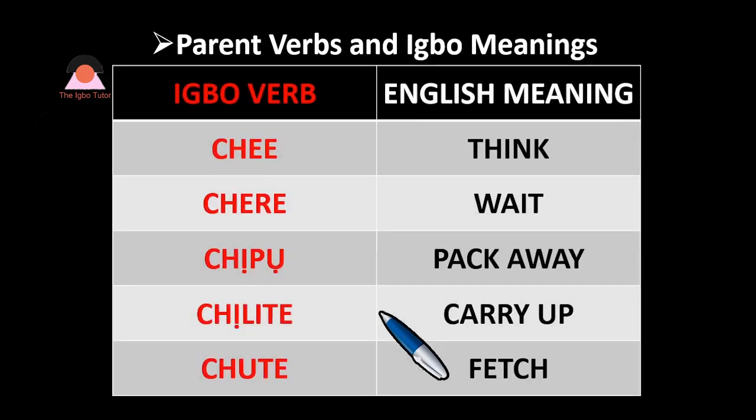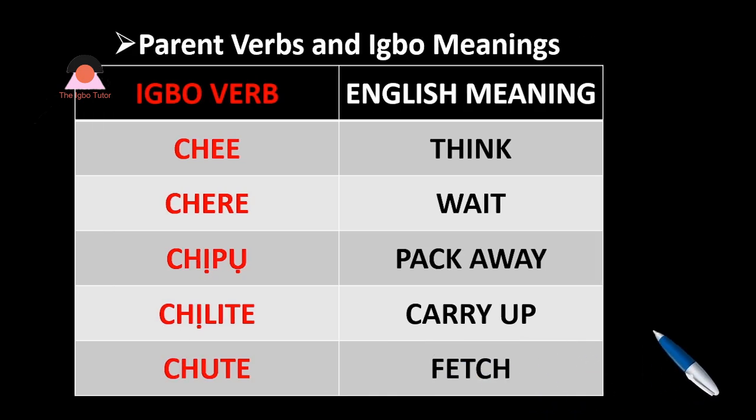We're beginning with this. Today we're going to cover 5 verbs in the alphabet Chee, which is CH. We're looking at Chee, think. We look at Chere, which is wait, and we look at Chipo, pack away, and we look at Chilite, carry up. And finally, we consider Chute, which is fetch. These are the 5 verbs we're going to look at today in the class of the alphabet Chee. So let's begin right now.